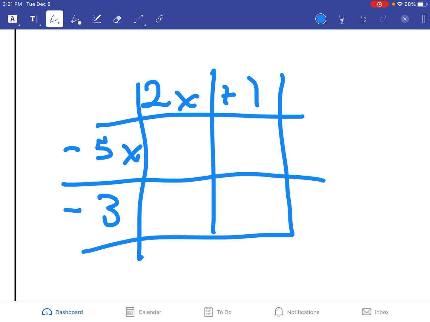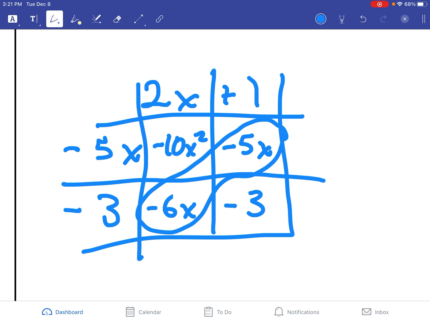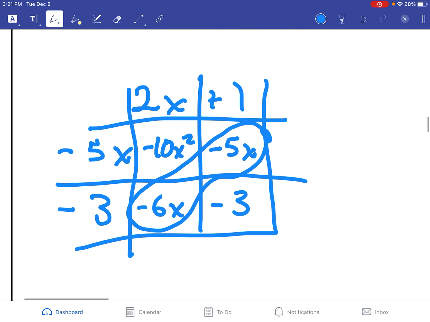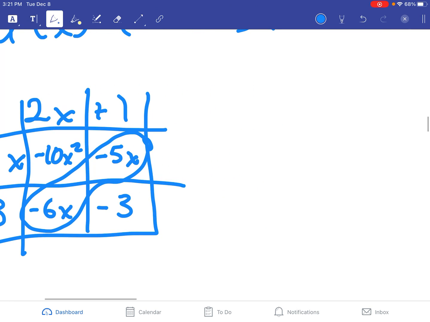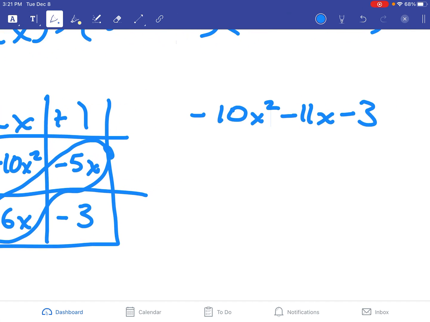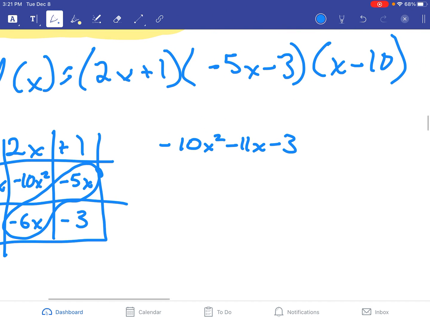So we multiply the things that intersect on the boxes. 2x times negative 5x is negative 10x squared. Negative 5x times 1 is going to be negative 5x. 2x times negative 3 is negative 6x. And negative 3 times 1 is negative 3. Again, the corner boxes, or the diagonal boxes, are the ones that are the like terms. Those are the ones we're going to combine. We're left with negative 10x squared minus 11x minus 3. Now we still have to multiply that with the last term, which is x minus 10.